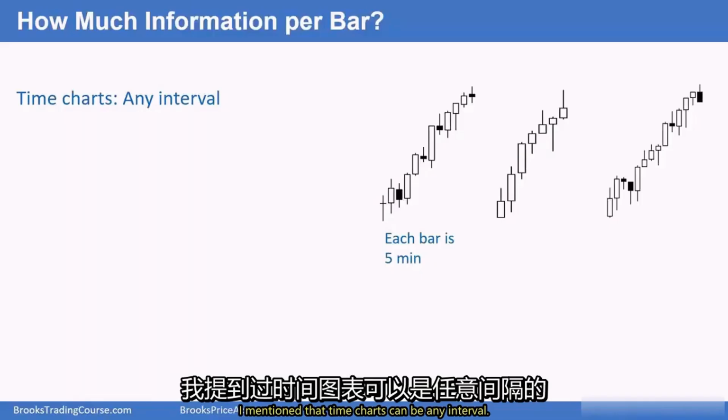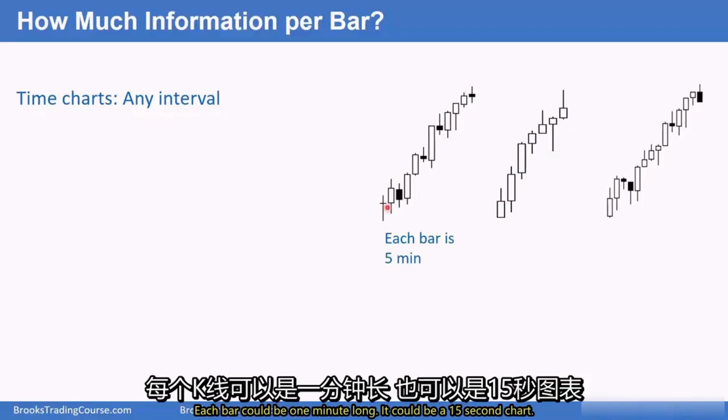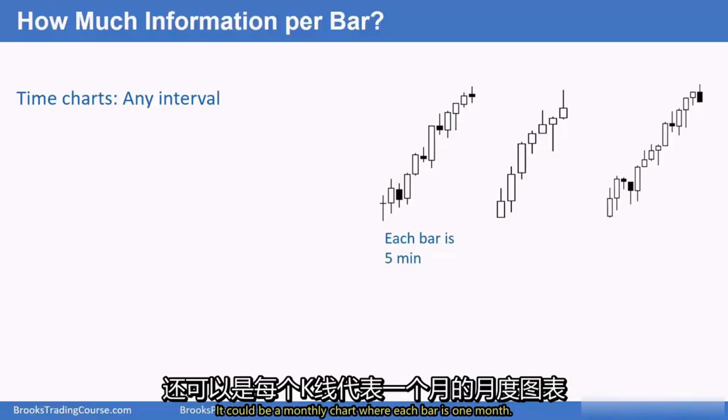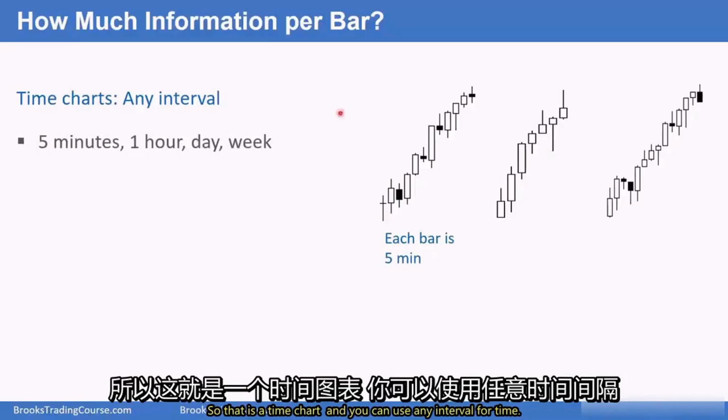I mentioned that time charts can be any interval. In this particular example, this could be a 5-minute chart. It could be a 1-minute chart. Each bar could be 1 minute long. It could be a 15-second chart. It could be a monthly chart where each bar is 1 month. And here's the next month, and then the next month, and then the next month. So that is a time chart, and you can use any interval for time.